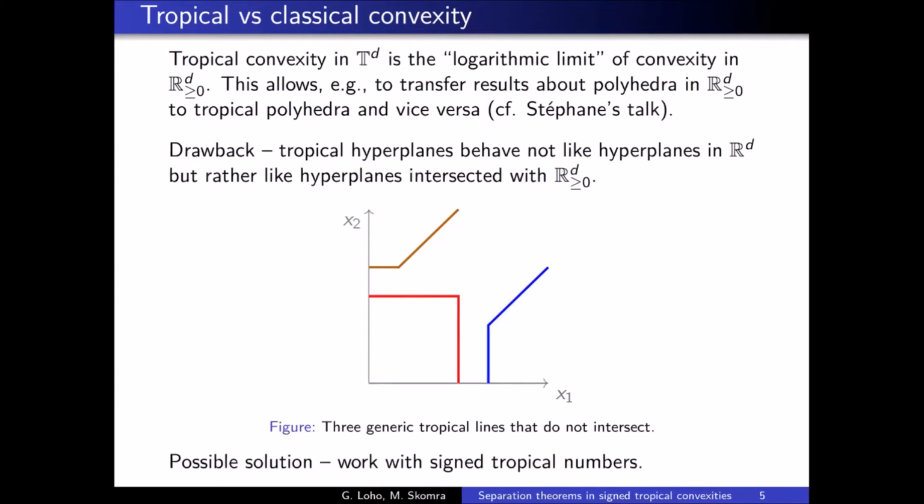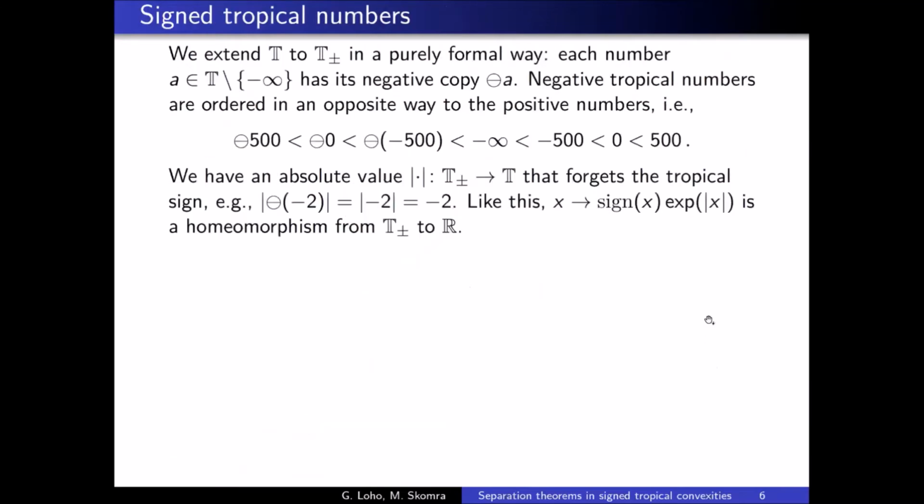So one of our motivations is to obtain some notion of tropical convexity that more closely resembles the convexity of the whole real space. And in order to do that, we will extend the notion of tropical numbers in order to obtain signed tropical numbers. So how do we obtain these signed numbers? This is done in a purely formal way.